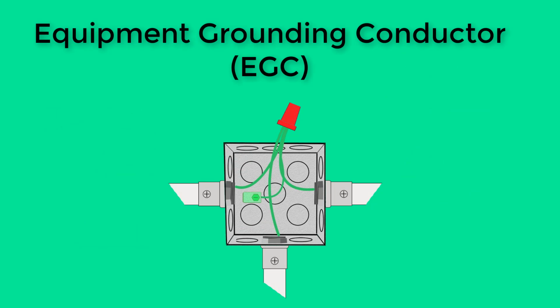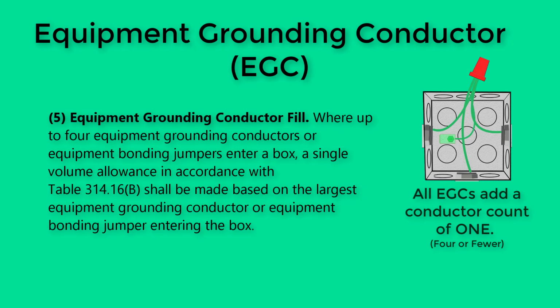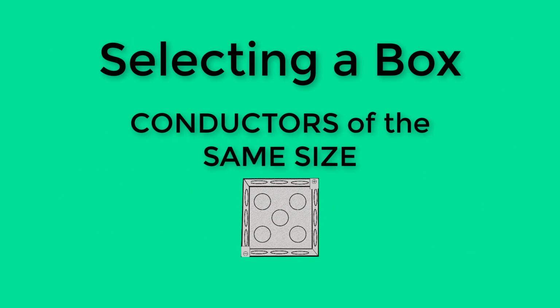The code makes special provisions for equipment grounding conductors in Article 314.16(B)(5). The code states that for equipment grounding conductor fill where up to 4 equipment grounding conductors or equipment bonding jumpers enter a box, a single volume allowance in accordance with Table 314.16(B) shall be made based on the largest equipment grounding conductor or equipment bonding jumper entering the box. If more than 4, an additional quarter volume is required for each. It is important to select the correct size box for the conductor count determined by Section 314.16 of the Code.